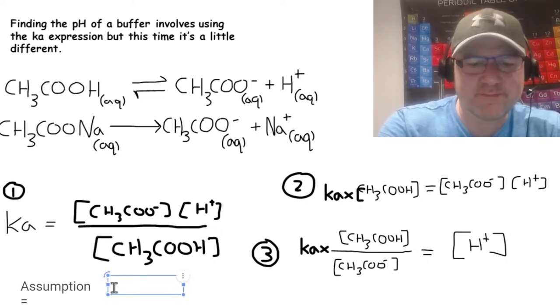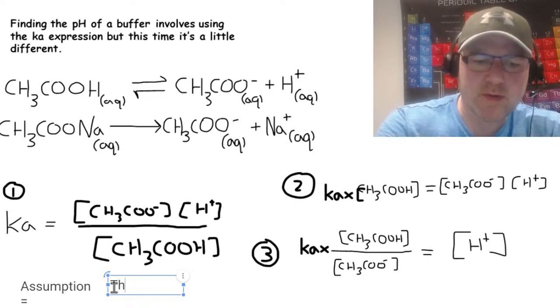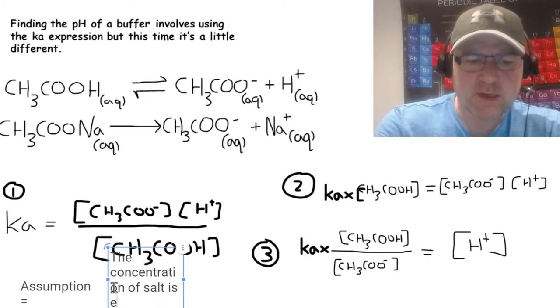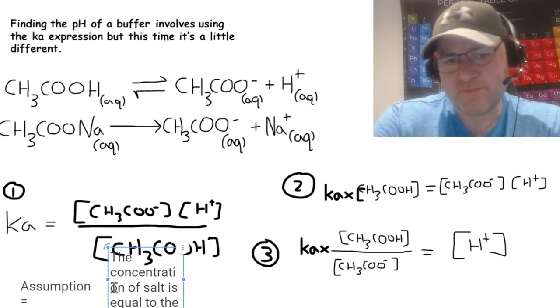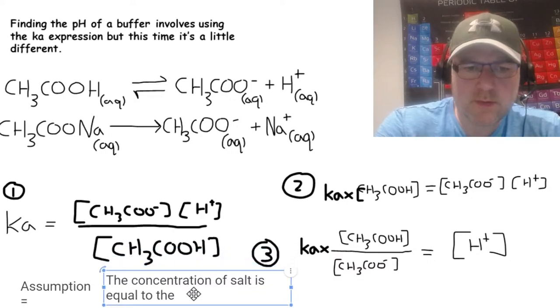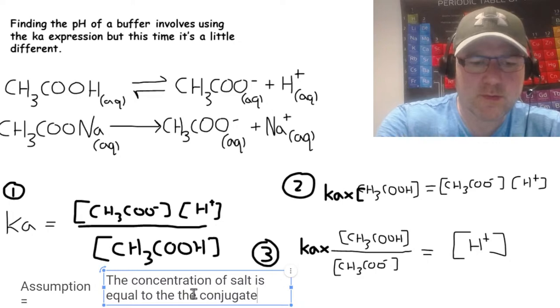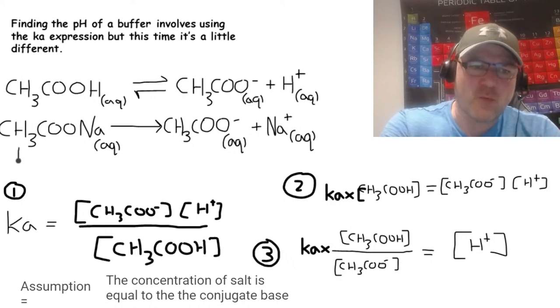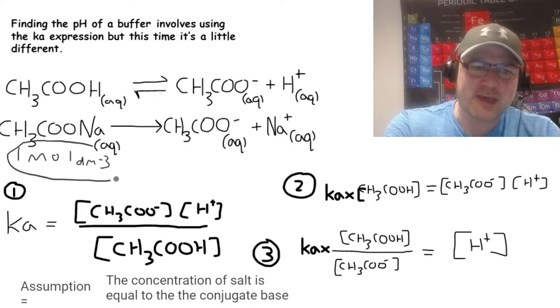our salt, or the concentration of salt, is equal to the conjugate base. Basically, what I'm saying is we assume that if I have 1 mole of this, 1 mole, this is the crustiest writing ever. If I have 1 mole per decimeter of that, then I also have 1 mole per dm minus 3 of this. Why do we make that assumption?